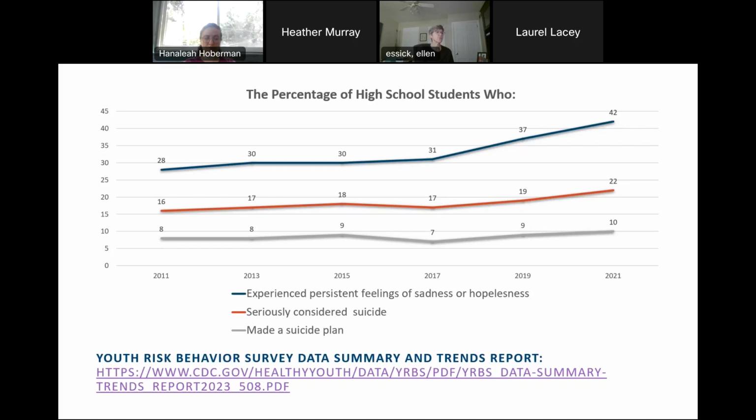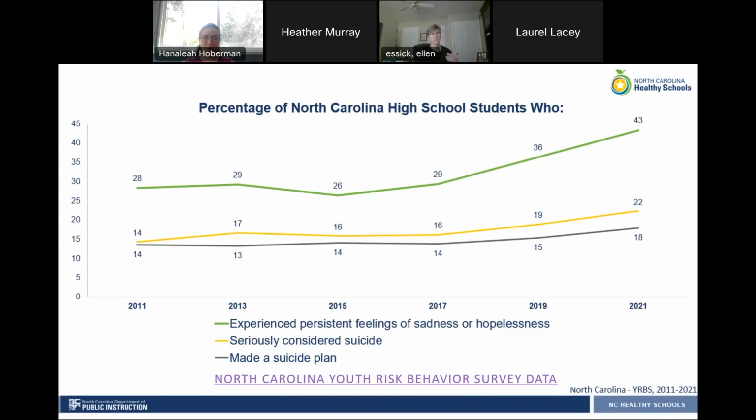The red line are students who say they seriously considered suicide. And that, while it has stayed stable for a very long time, also began going up through 2019 and 2021 nationally. And then the gray line are those students who made a suicide plan. And that has stayed about the same, but it is gradually creeping up, a lot like much of our other data. Now, the next slide is going to compare that to North Carolina. So this is what our students say in North Carolina.